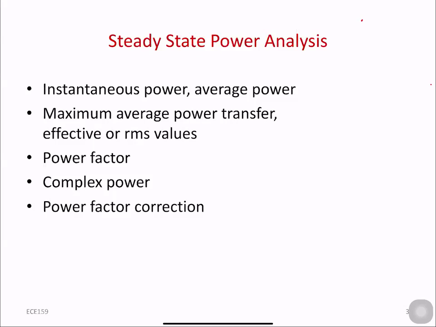You will also hear different terms like power absorbed, power supplied, positive power, negative power, real power, reactive power, complex power. So there are different types of powers which we need to understand in order to completely do an AC steady state power analysis. So in this lecture, we are going to start with instantaneous power, and we will also study average power, maximum average power transfer theorem, RMS value, power factor, complex power, and power factor correction. So I'm going to start with the instantaneous power.